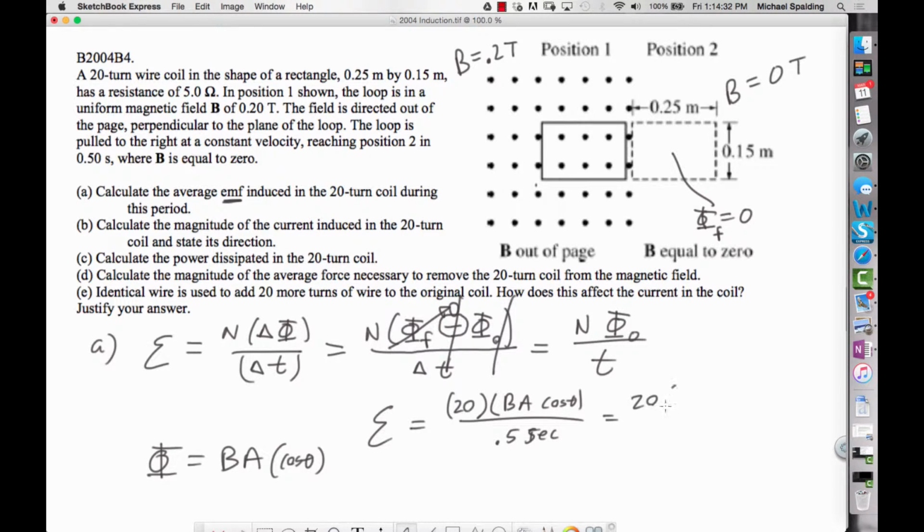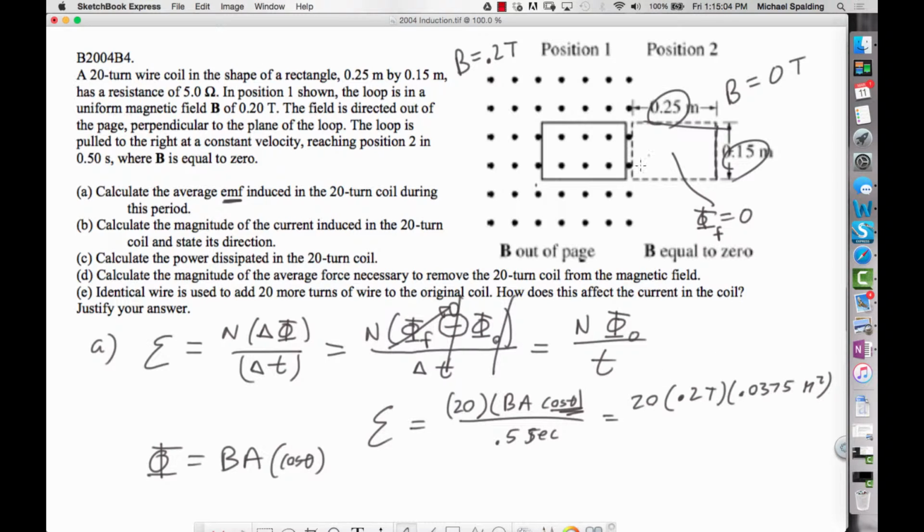So this is going to be 20. The magnetic field is 0.2 Tesla. The area, we have to calculate the area. So we're going to multiply these two dimensions together, and you get 0.0375 meters squared.